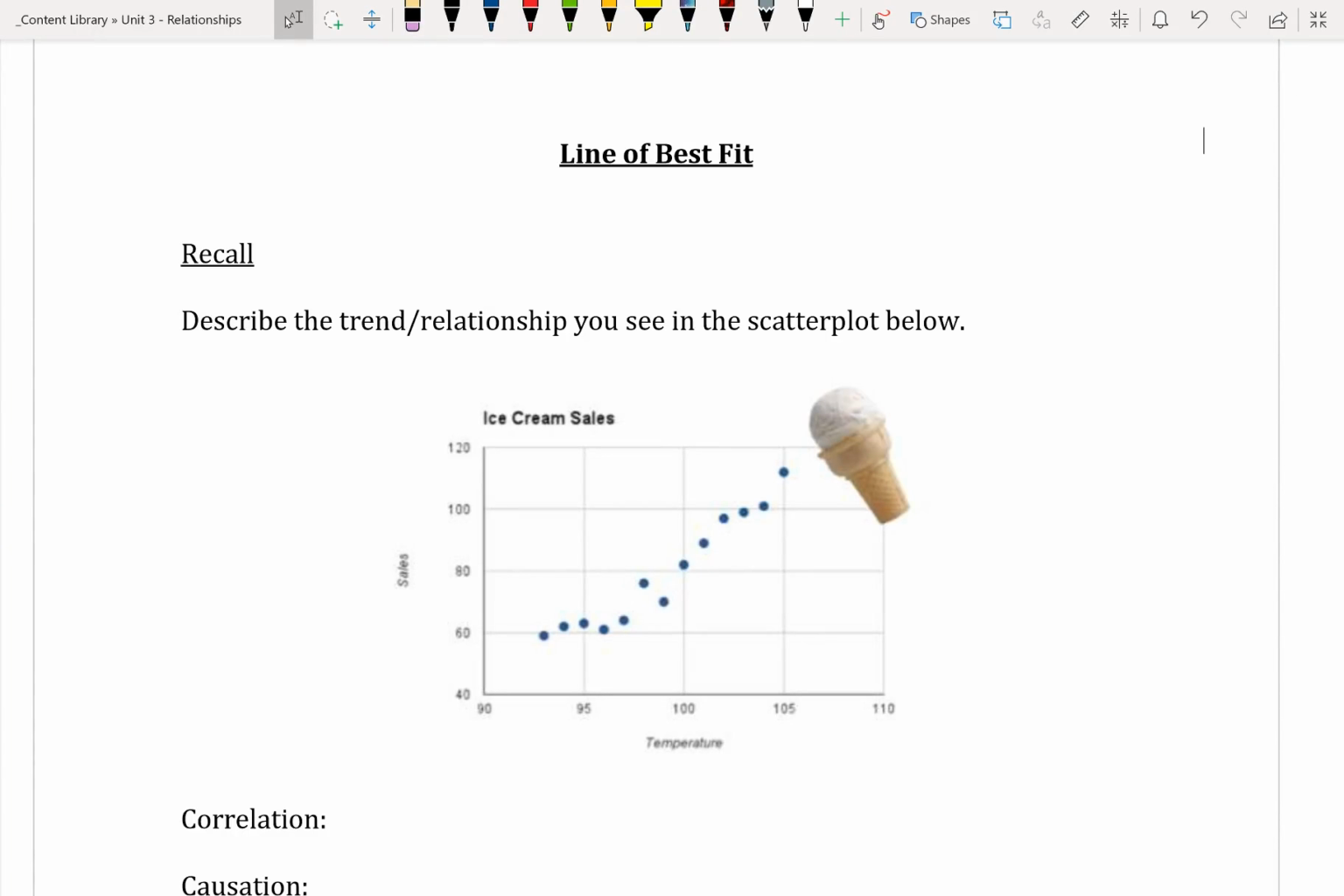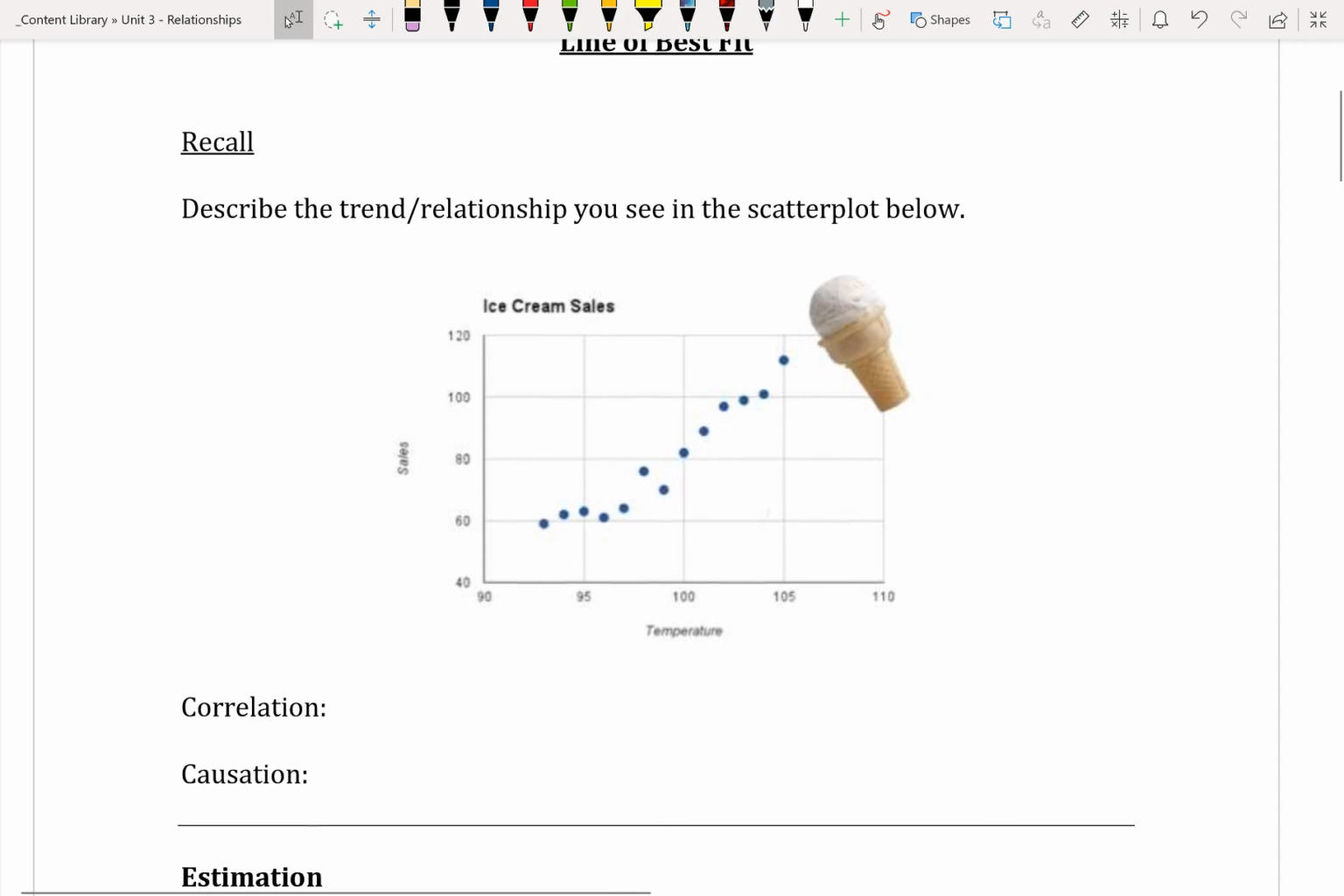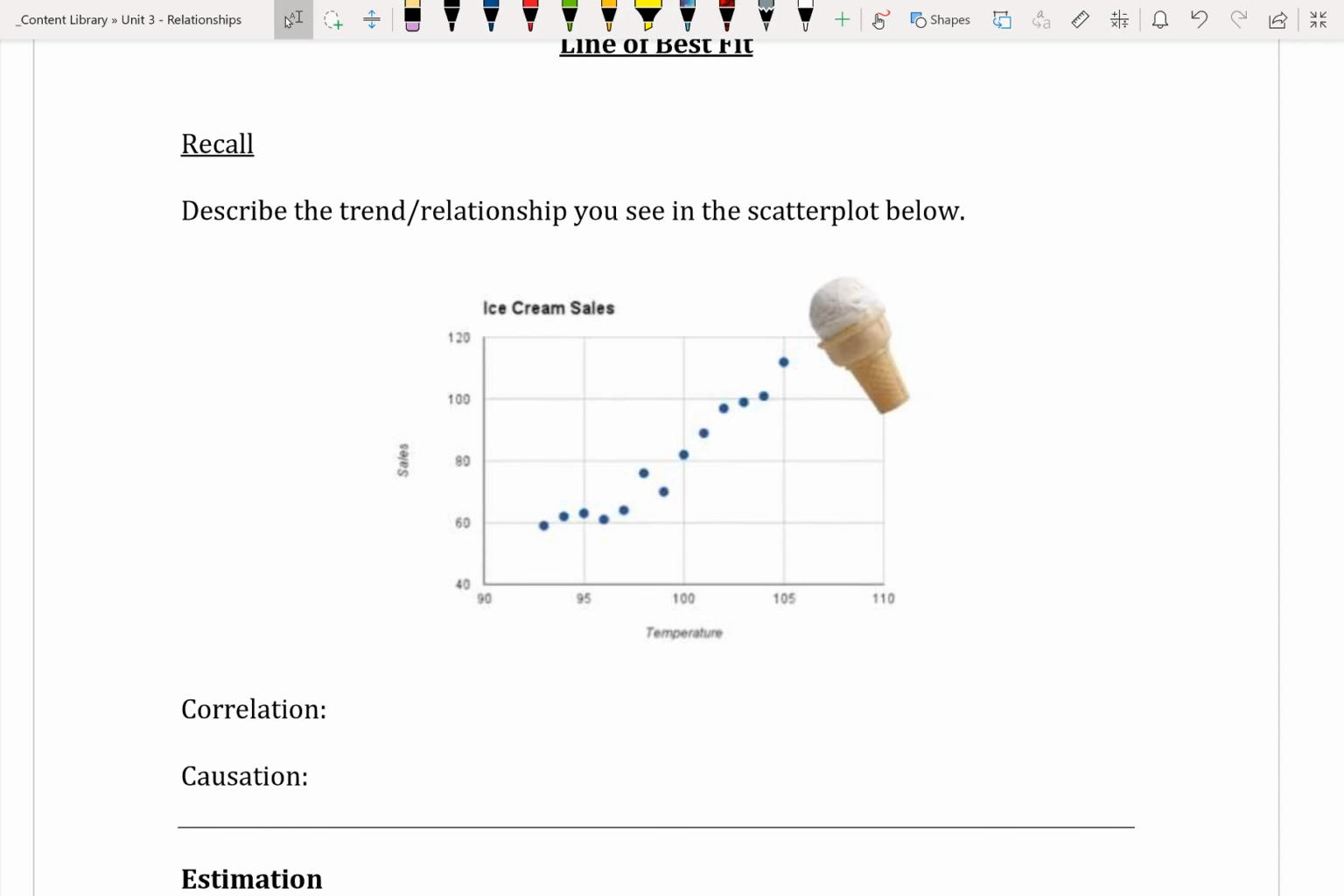In today's note, we're going to look at the line of best fit. Just to recall from the last note, I want to describe the trend and relationship that we see in the scatter plot below, looking at ice cream sales and temperature. Looking at this scatter plot, I should be able to see that the trend is positive. I would say that it is strong, because again, the dots do seem to be close together.